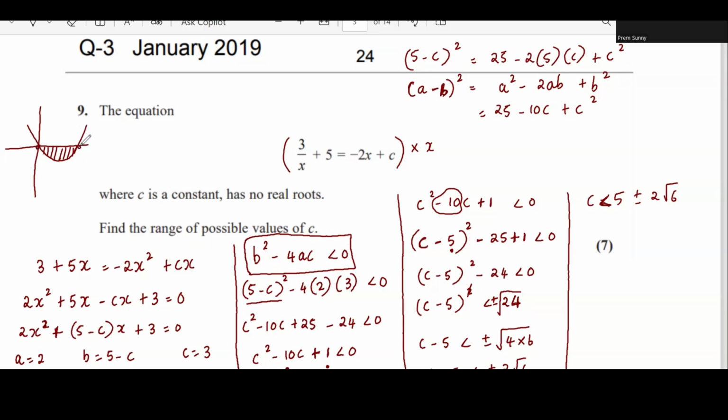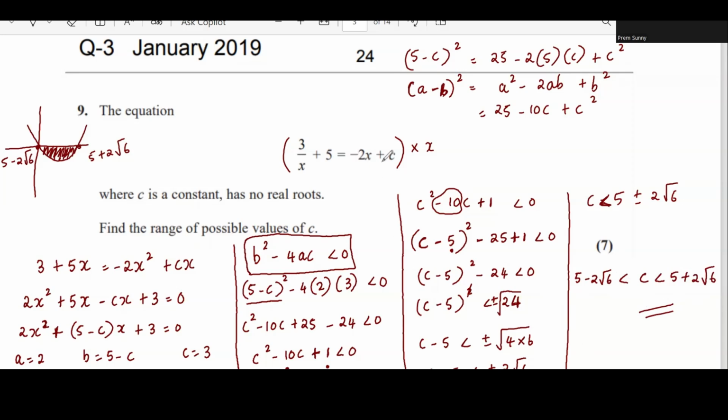So these 2 points are the roots or the solutions that we got, 5 minus 2 root 6, and this one is 5 plus 2 root 6. So my c value should be in this region. In this region means it should be greater than 5 minus 2 root 6 and less than 5 plus 2 root 6. So c greater than 5 minus 2 root 6 and c less than 5 plus 2 root 6. This will be your final answer.